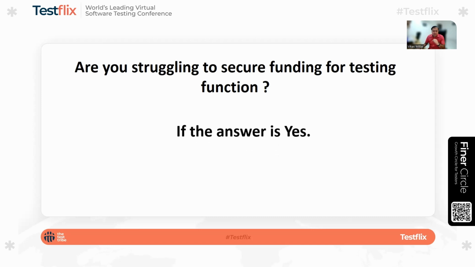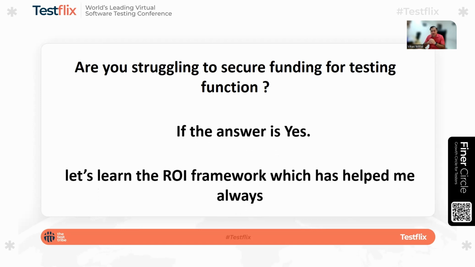If the answer is yes, then let's dive into the ROI framework, which has helped me, working with multiple large customers for the last decade or so, to explain to the business users why the investment they would make in testing today would give them better benefits in the upcoming future, and how testing alone can save the cost of multiple other functions which are not directly related to engineering, but engineering has an impact, or how this can help them increase their revenue or the net promoter score. So let's dive into my ROI framework.